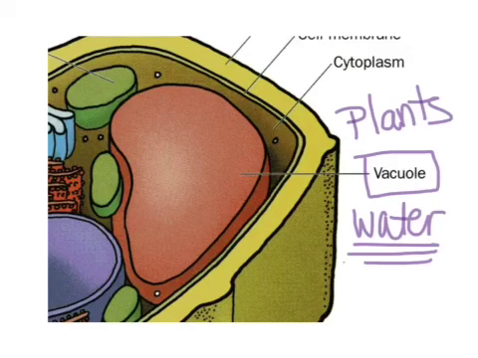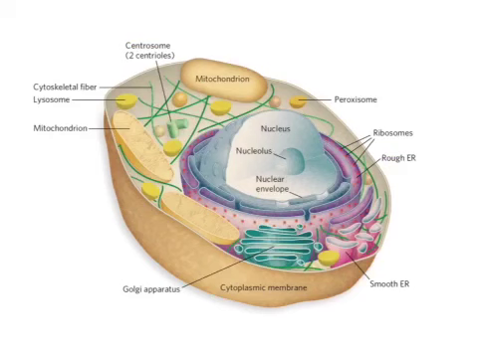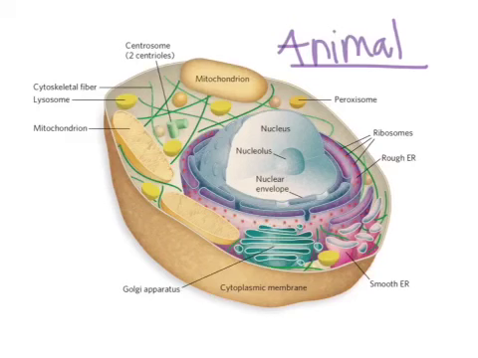Animal cells, the cells in your body, do not have a large vacuole like that. They might have a smaller vacuole. Now, this is a diagram of an animal cell. Notice it looks different. There are going to be some structures that are the same, though, in both kinds of cells, and we're going to talk about some of those right now.